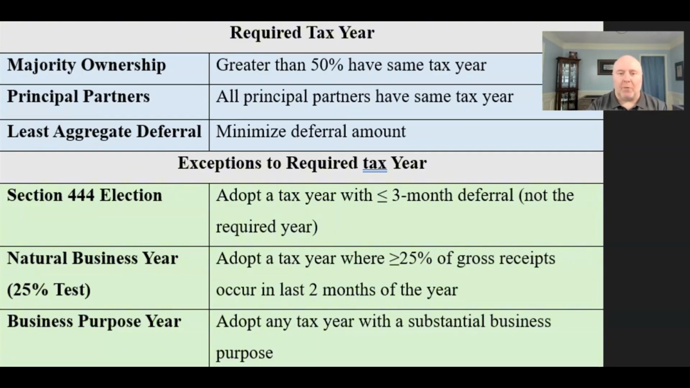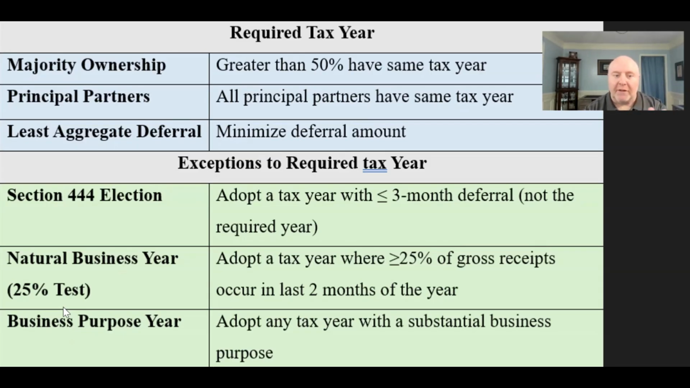Sometimes our partnership wants to adopt a tax year that's outside their required tax year. They may be able to do it. So you can see the exceptions to the required tax year over here with Section 444 election or a natural business tax year or a business purpose year. I'll talk about all of these throughout this recording. So what you're going to see is I have some examples that will work through the three required tax years, and then I have an example for each of the exceptions, which will be later in this presentation.